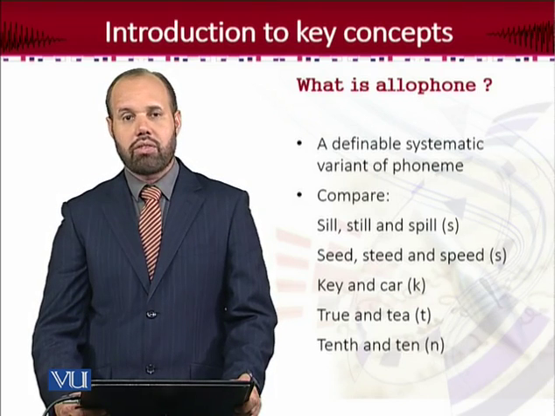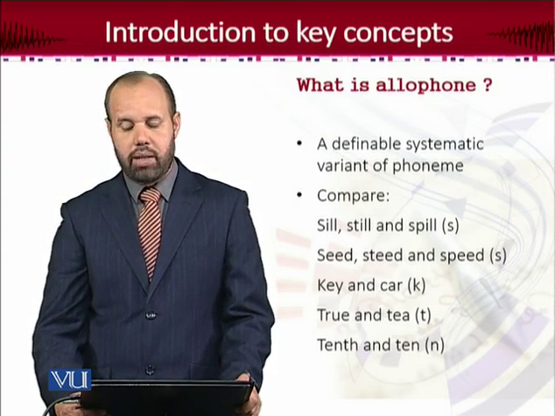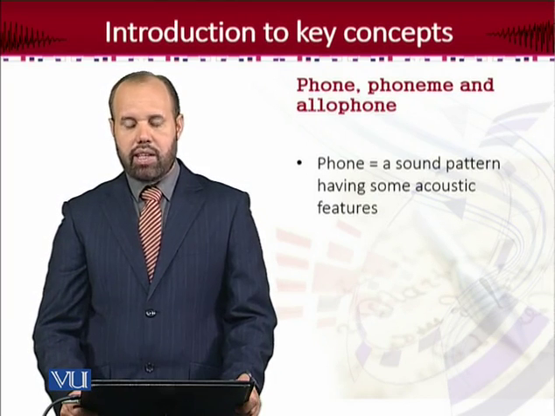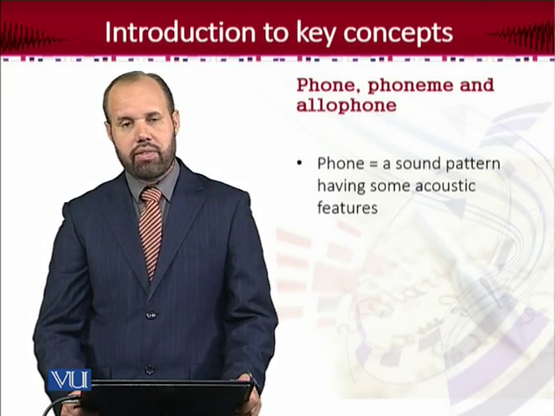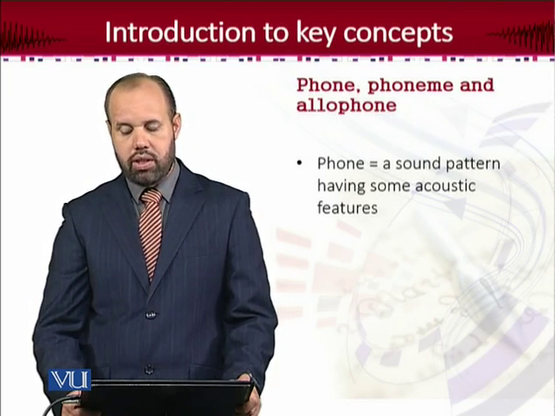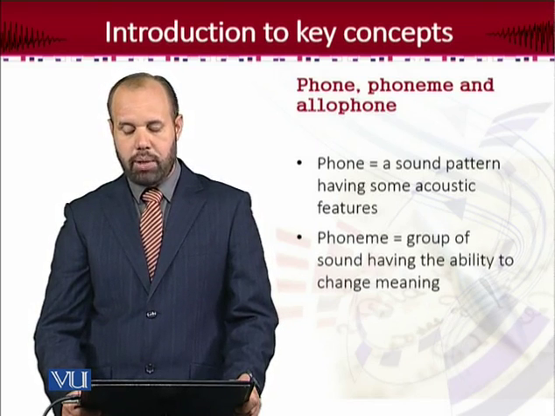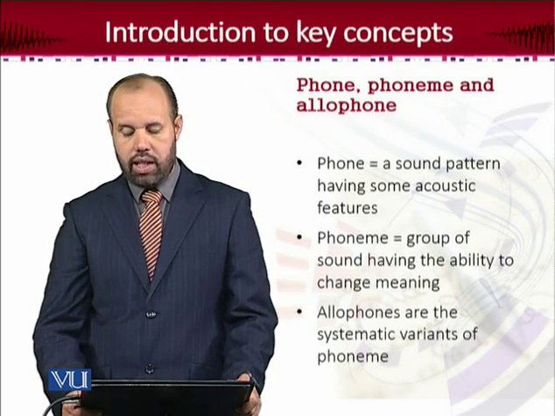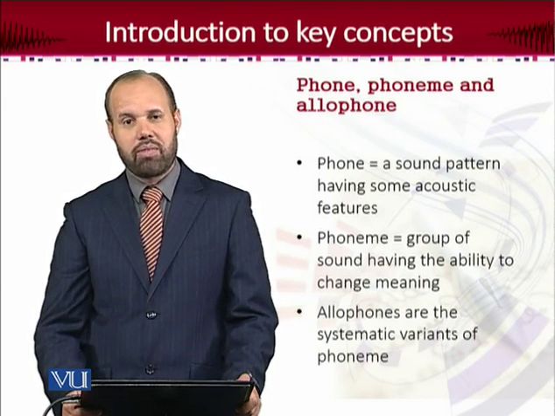So that's a discussion on allophone. An allophone is basically a definable systematic variant of a phoneme. A phone is a sound pattern having some acoustic feature. A phone is a sound, and it is neutral, but it has a specific acoustic pattern and features. A phoneme is a group of sounds having the ability to change meaning, to bring variation in meaning, in a specific language. And then allophones are the systematic variants of a phoneme. So that's the difference among phone, phoneme, and allophone.